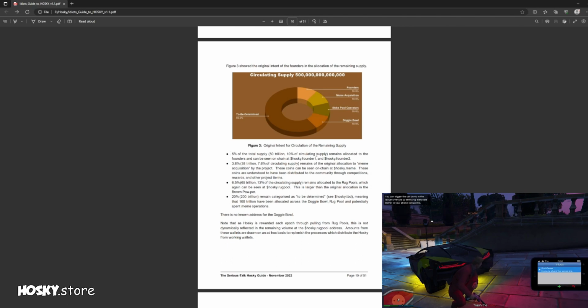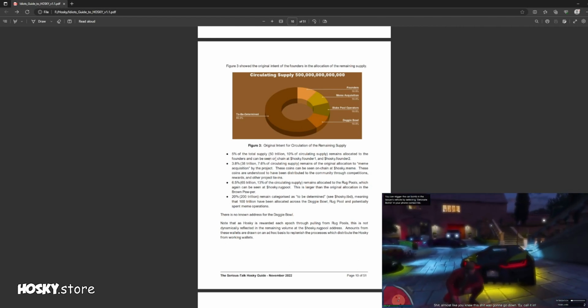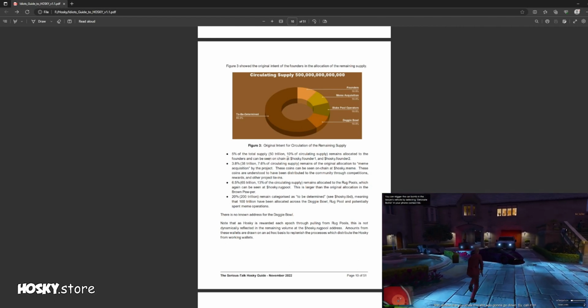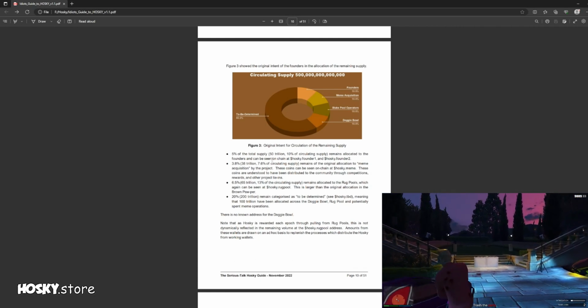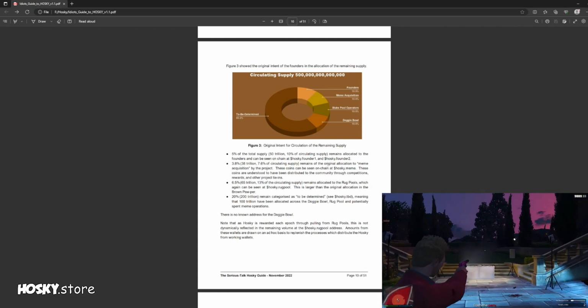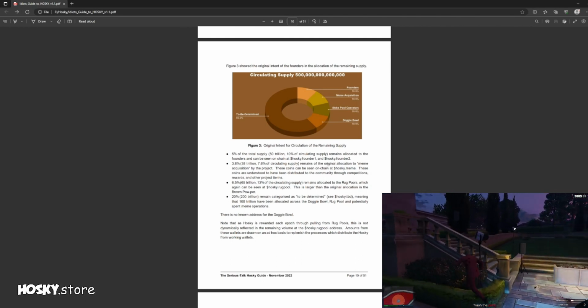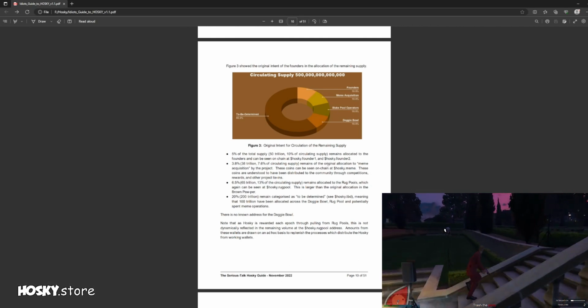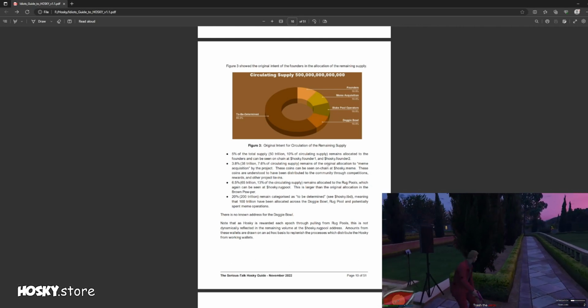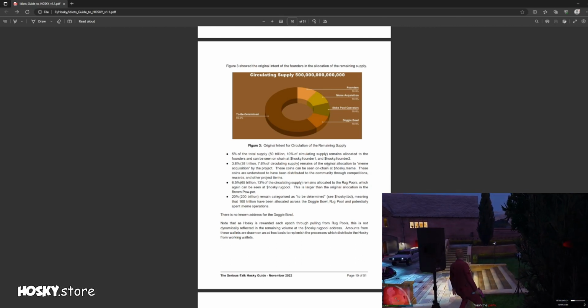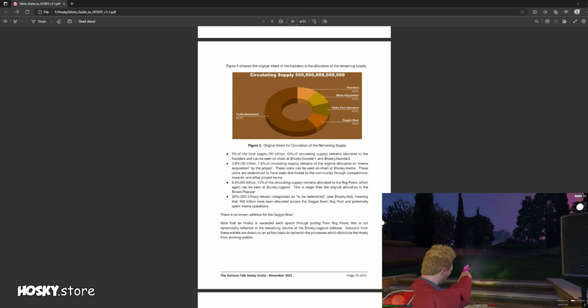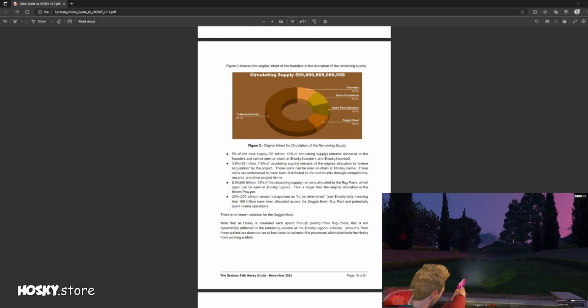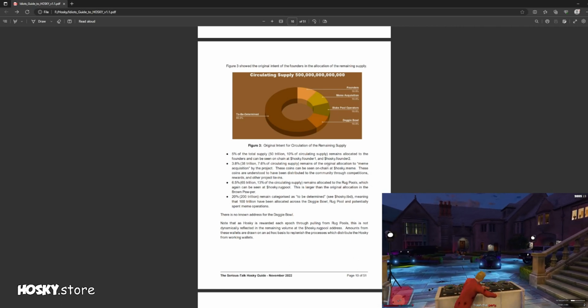5% of the total supply, 50 trillion, 10% of the circulating supply, remains unallocated to the founders and can be seen on chain at $Hosky.founder1 and $Hosky.founder2. 3.8%, or 38 trillion, 7.6% of circulating supply, remains of the original allocation to meme acquisition by the project. These coins can be seen on chain at $Hosky.meme. These coins are understood to have been distributed to the community through competitions, rewards, and other project tie-ins.